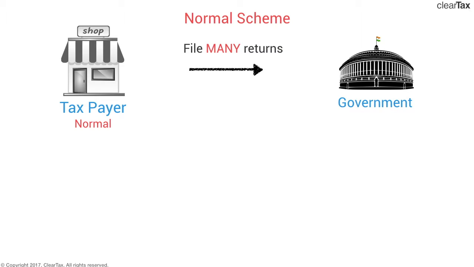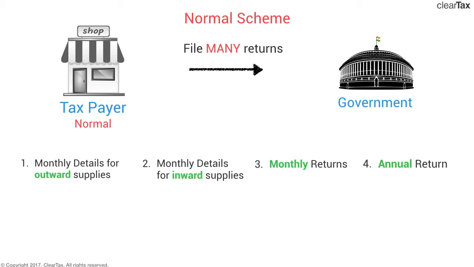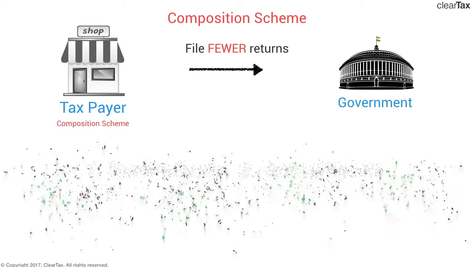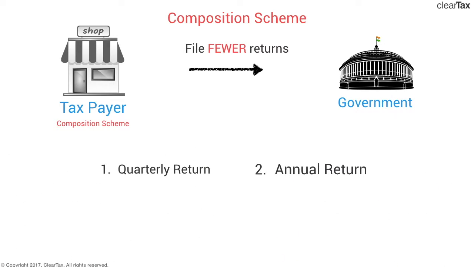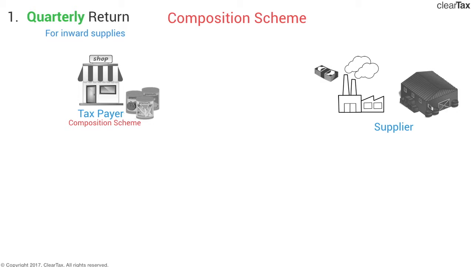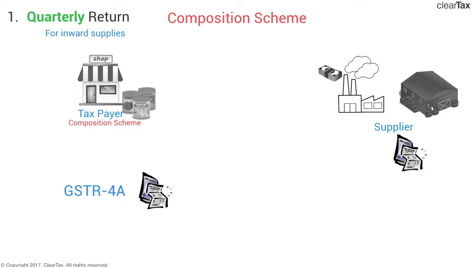And this is exactly where the composition scheme comes in with a big advantage. In the composition scheme, you'll have to file only very few returns in comparison to the normal scheme. Instead of all the 4 that we've talked about, you'll only have to file a quarterly return. No monthly returns at all, just a quarterly return and an annual return. The quarterly return would include 1 quarterly return for inward supplies, which has to be filed in the form GSTR 4A.